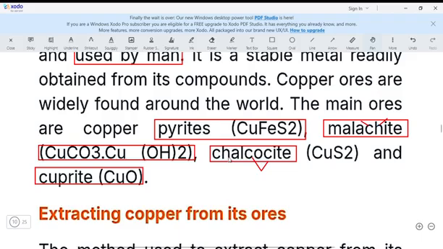Another ore of copper, we have chalcocite. If you want to remember this chalcocite, the K sounding and the S sounding, so meaning that K is copper, S is sulfur, so copper sulfide, chalcocite. Another ore of copper is cuprite. Cuprite, that's copper 2 oxide. If you want to remember, just like when someone is writing 2, so copper 2 oxide.